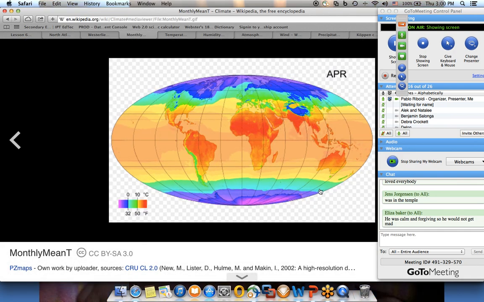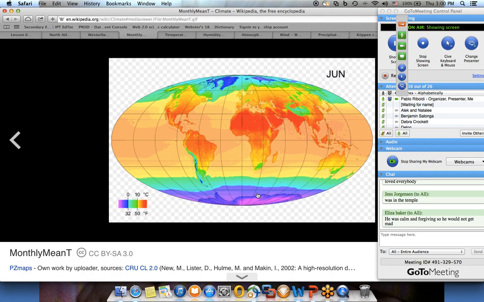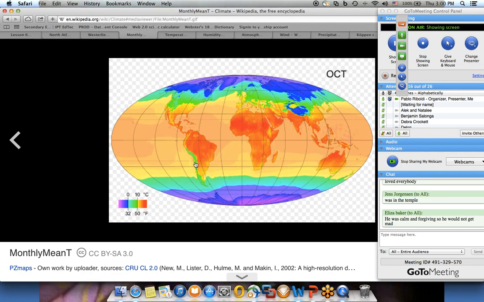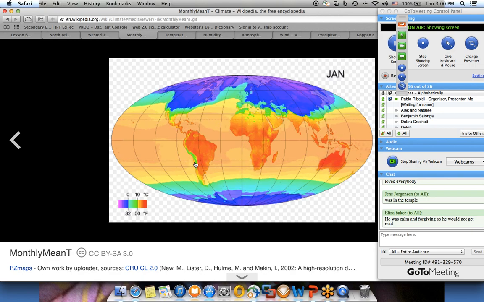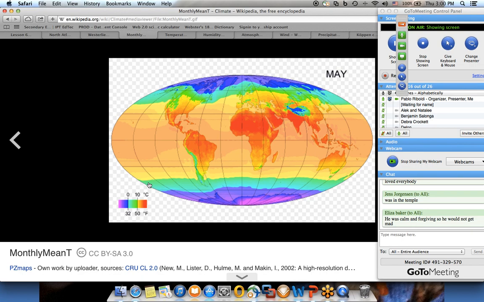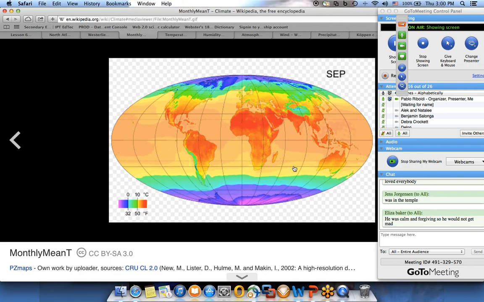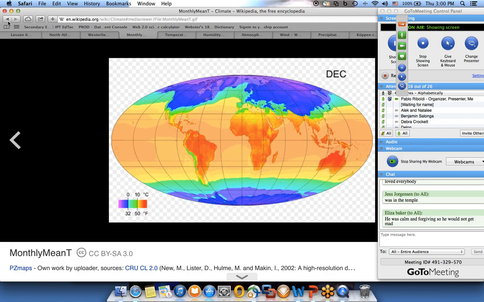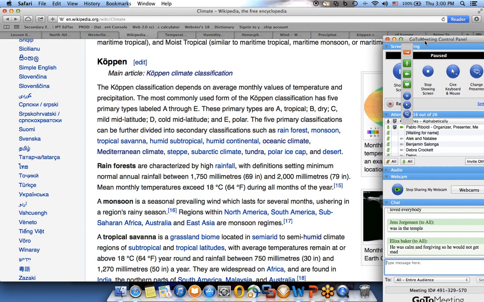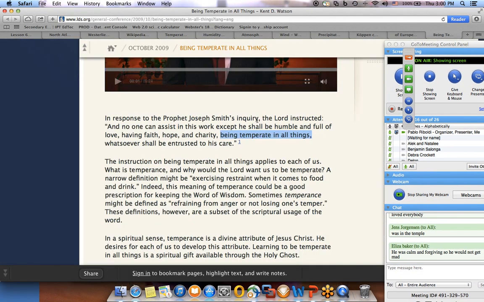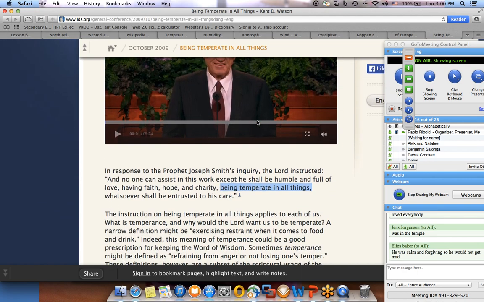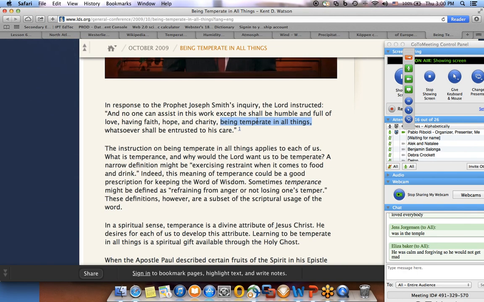The southern hemisphere is more temperate than the northern hemisphere. The changes in the northern hemisphere are a lot larger in temperature than in the southern hemisphere. It doesn't change that much. Okay. So very, very interesting thing and very important attribute that we need to remember to develop.